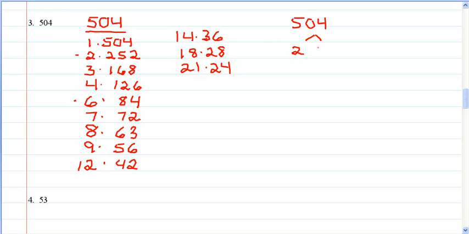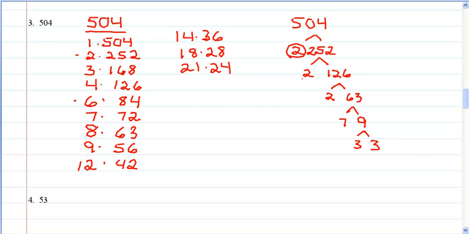So I start with a prime number. I'll start with 2. 2 times 252 is 504. And now I just divide this number by 2 because it's even, always keeping the prime number on the left and the composite number on the right. And I know I'm finished when all of my numbers are prime.